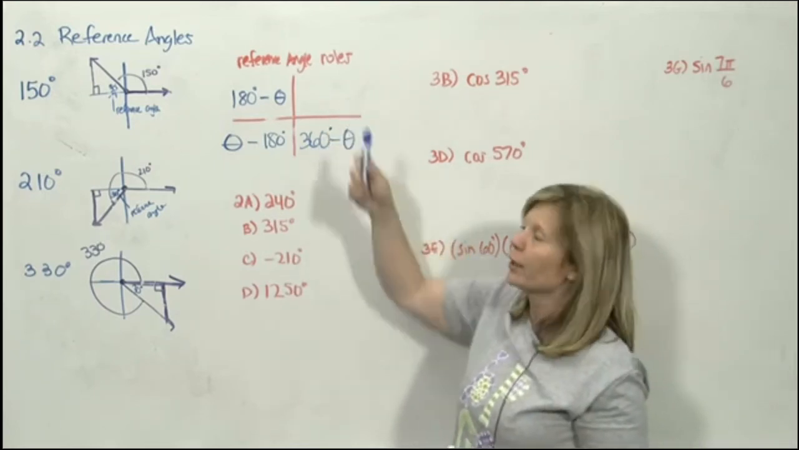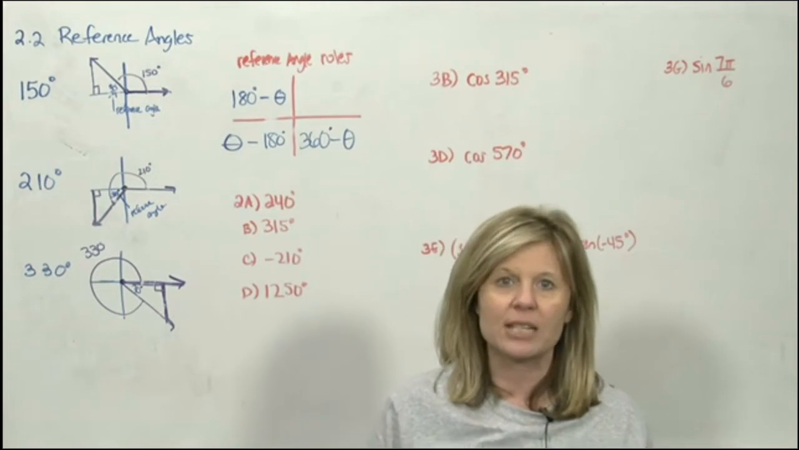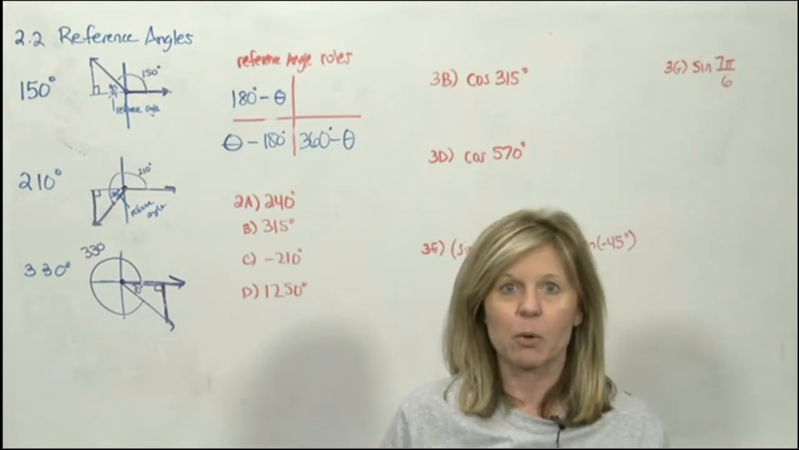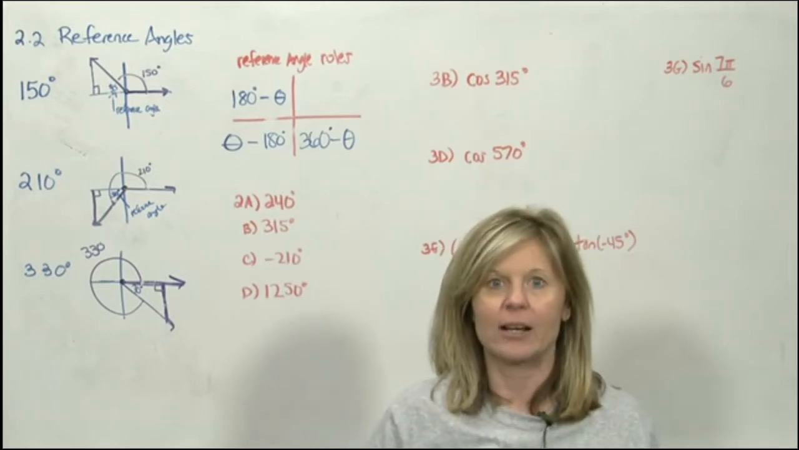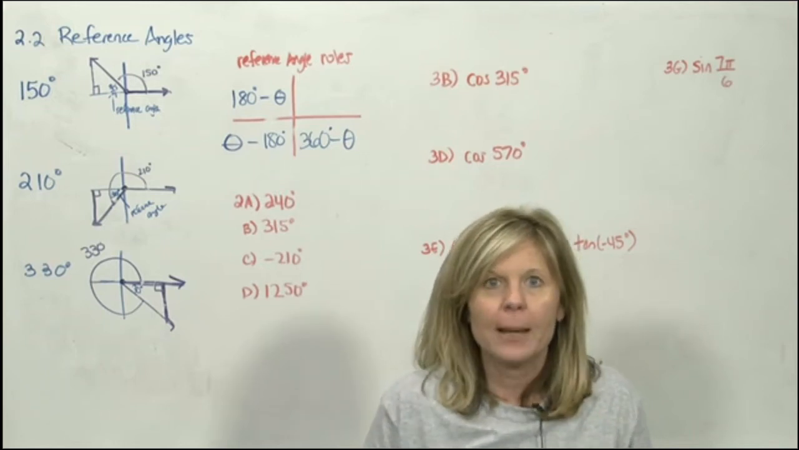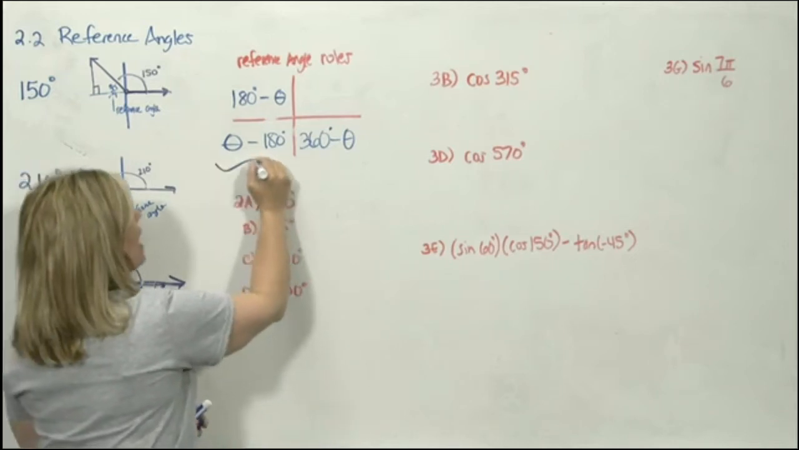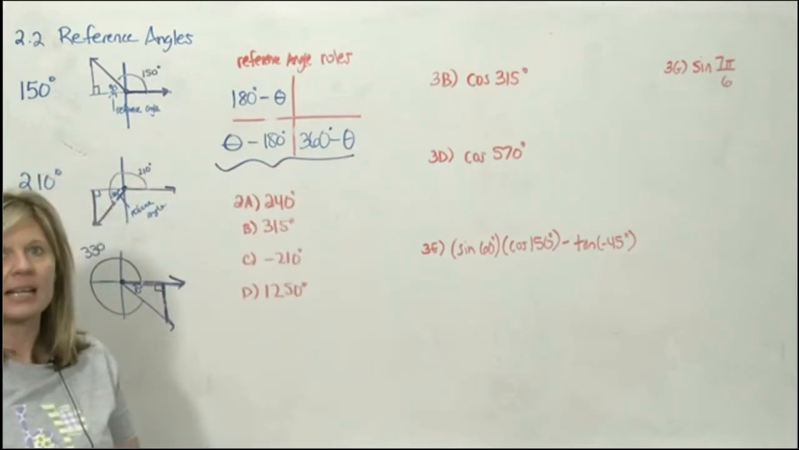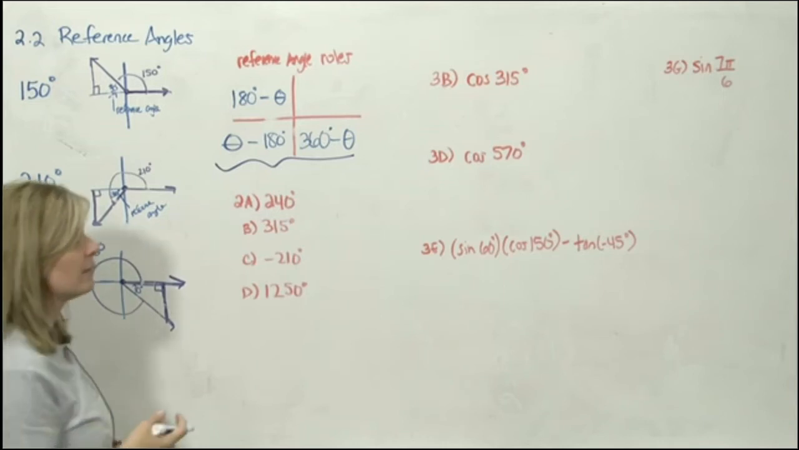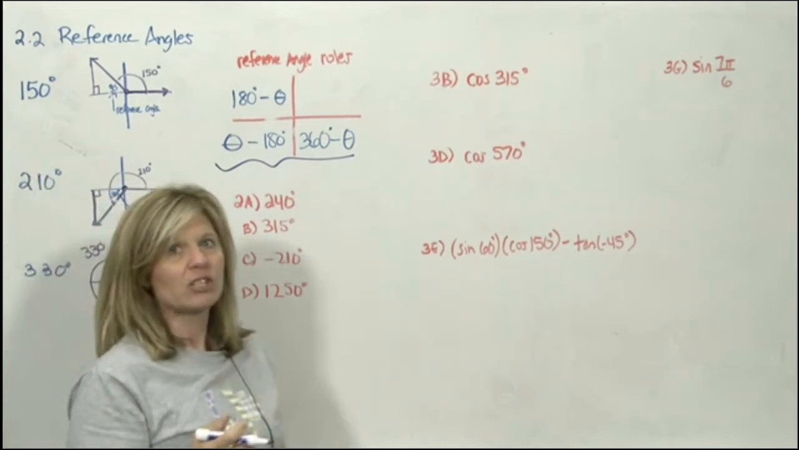There is no rule in quadrant 1 because, again, how many degrees is an angle in quadrant 1? Between 0 and 90, and that is a reference angle. You can't get any lower. The problem with using these rules is, to use these rules, your angles have to be bigger than 90 and less than 360.